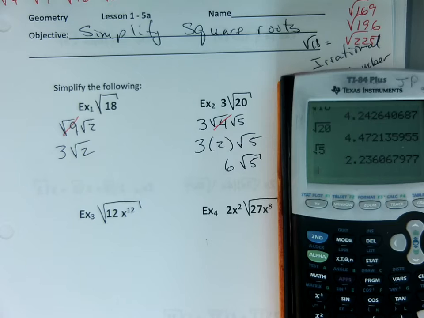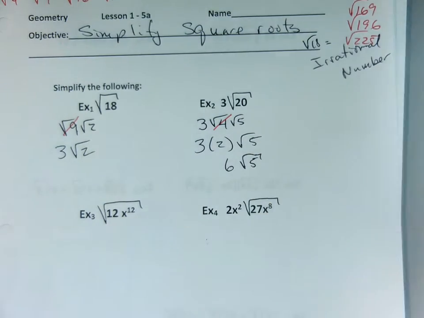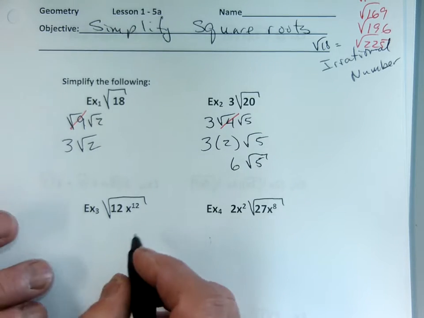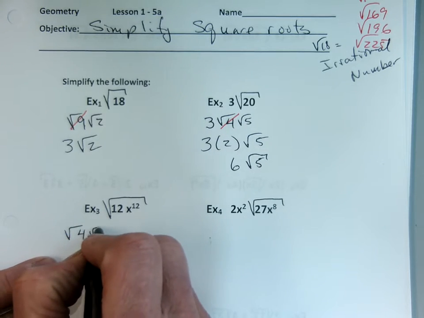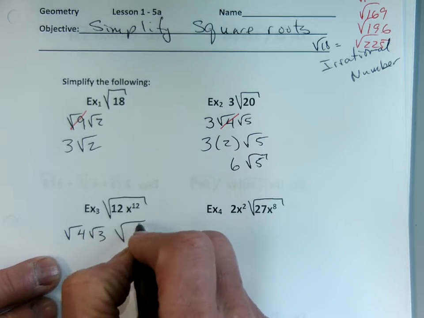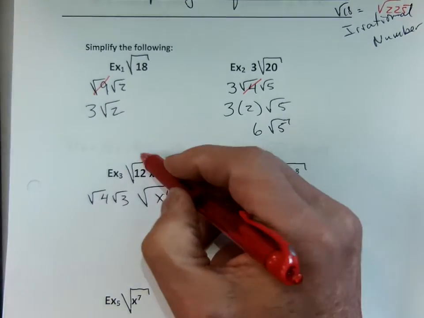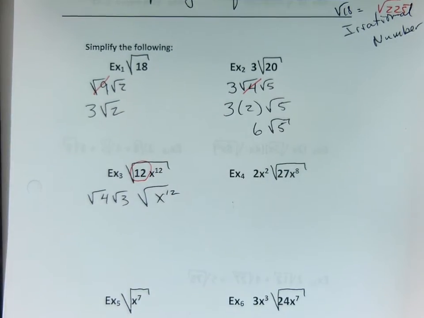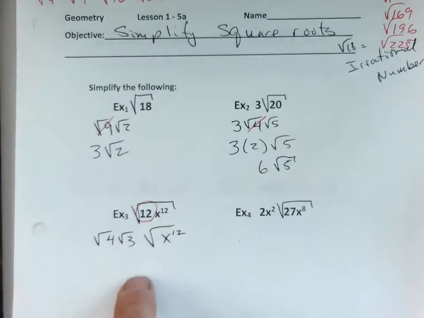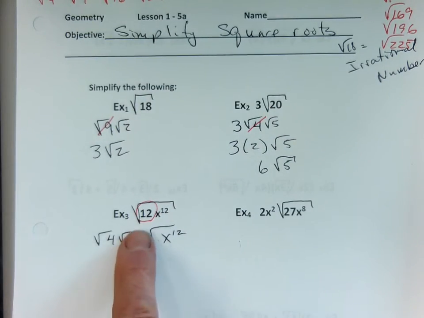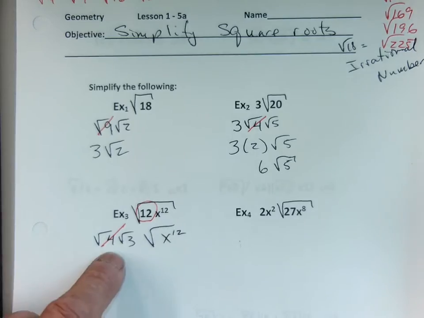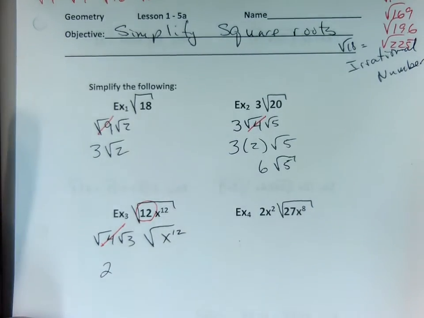So on example 3, I have, in a sense, 3 questions. Square root of 4, square root of 3, and the square root of x to the 12th. The 12 was a whole number, and I needed one of these numbers. 2 and 6 would not be a very good choice for 12 because there's no square root of 2 and no square root of 6. But the square root of 4, I can take the square root of 4, and the square root of 4 is 2.